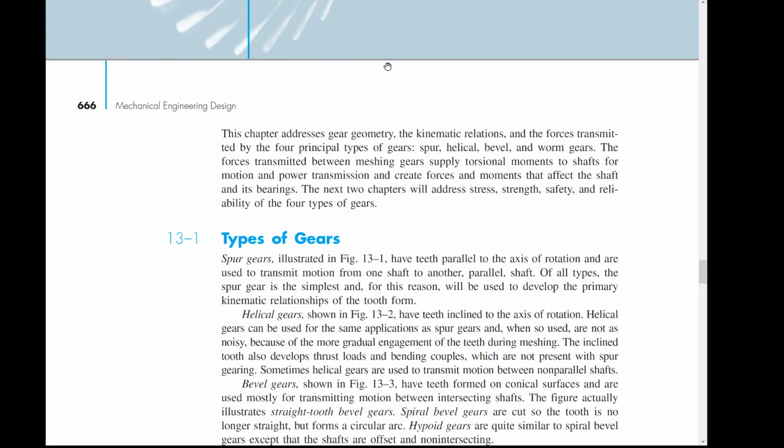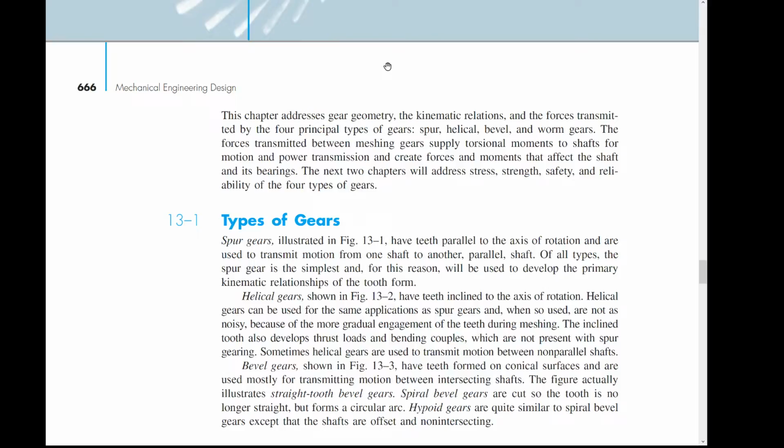13-1 Types of gears. Spur gears, illustrated in figure 13-1, have teeth parallel to the axis of rotation and are used to transmit motion from one shaft to another. Parallel shaft. Of all types, the spur gear is the simplest and, for this reason, will be used to develop the primary kinematic relationship of the tooth form.